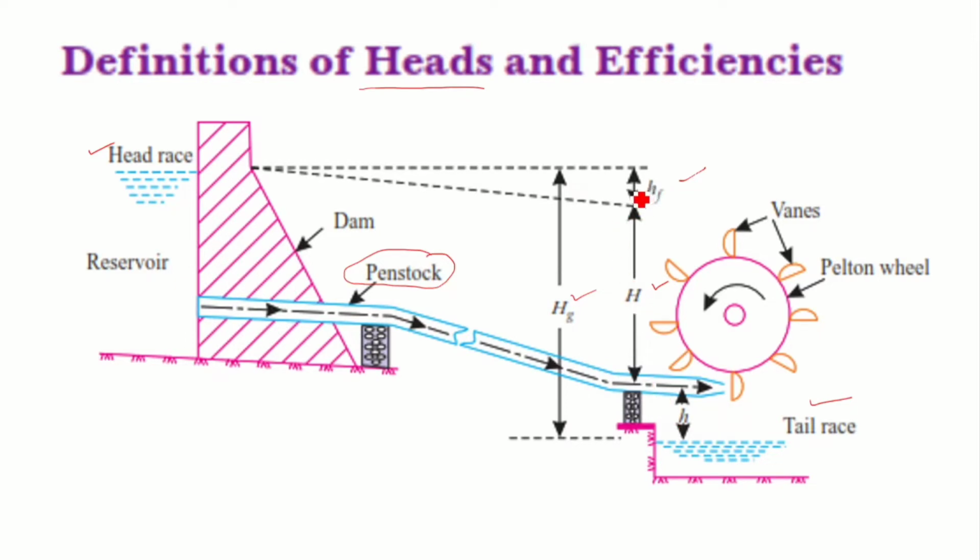While passing through the tube or penstock, there will be some loss due to friction. That loss is taken as head loss due to friction. After deducting the head loss due to friction from the gross head, we will get the net head. That is the principle here.